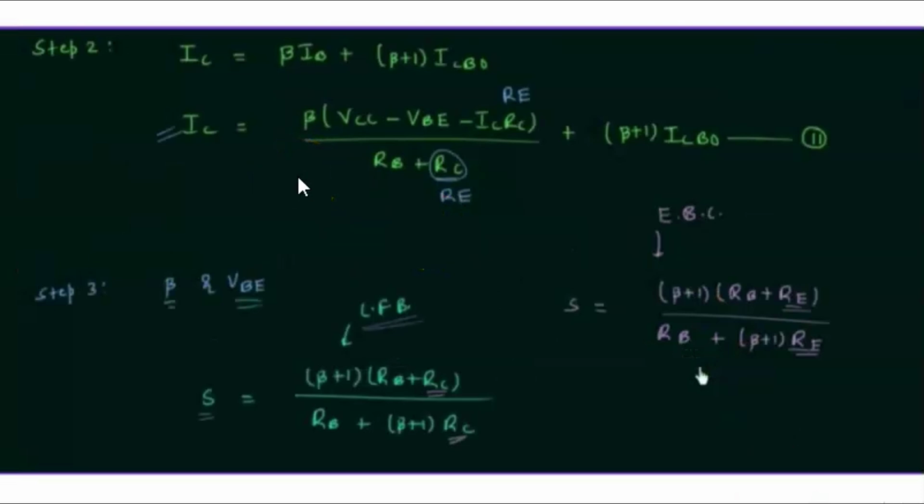उसके बाद we are going to follow the same step that is IC is equal to beta times IB plus beta plus 1 times ICBO. यहाँ पे हम लोग IB की वैल्यू को पुट कर देंगे and same here you can see that RE is just replaced by RC. So from here we don't even need to calculate the value, we can directly write the stability factor as beta plus 1 times RB plus RC by RB plus beta plus 1 times RC and you can just compare it with the emitter bias configuration.